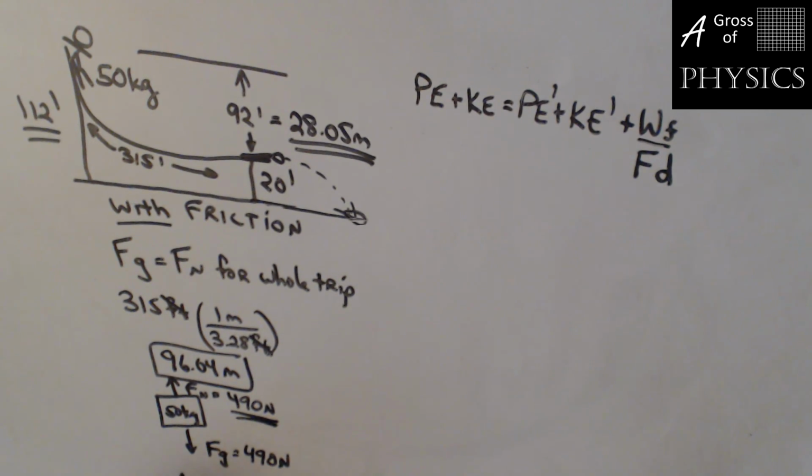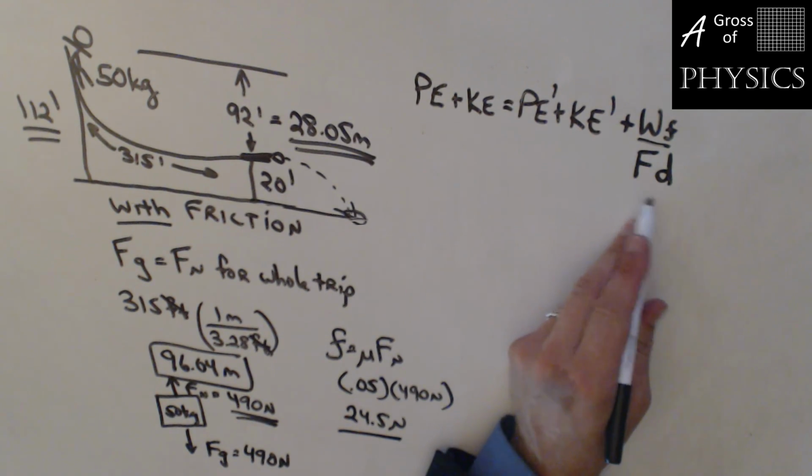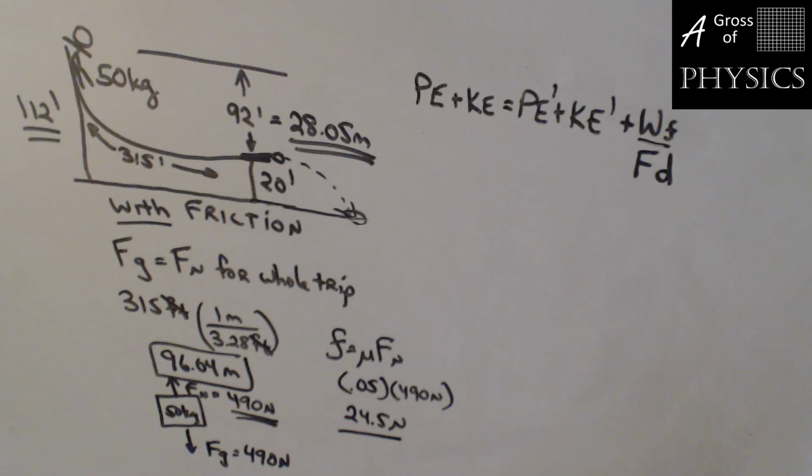So the normal force is 490. Friction is mu Fn. Now, it said in the problem that this was wax skis on snow, so if we look at our reference table, we'll find that we have 0.05 for our mu, 490 for our Fn. So 490 times 0.05 is 24.5 newtons. Now, that's the force we're going to plug in for the F of force times distance.